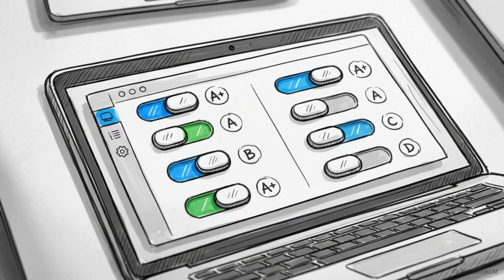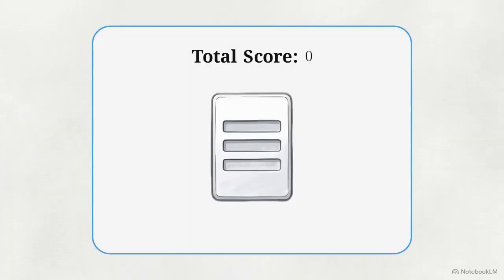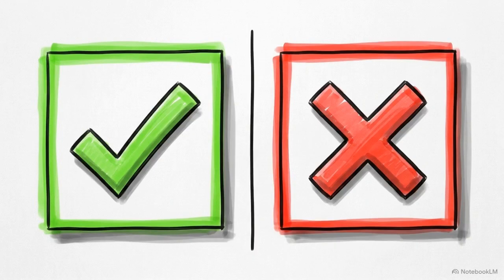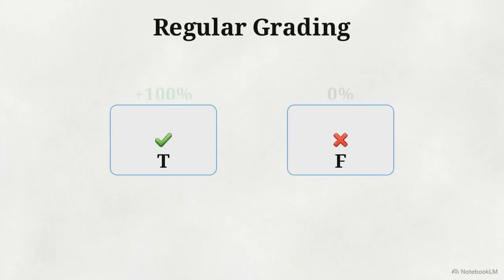With the question set, we configure the automated grading. This is a critical step because the grading logic determines if the assessment is a fair measurement of skill. Regular grading is an all-or-nothing approach. A question is either right or wrong. This works for simple true or false questions, but lacks nuance for more complex testing.